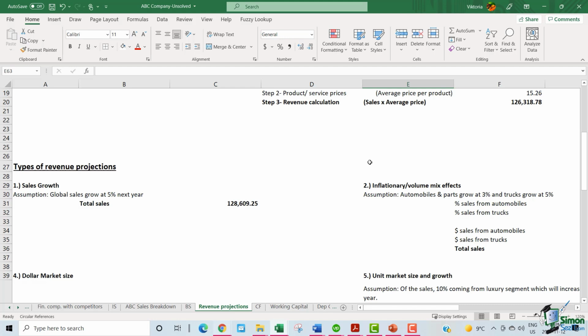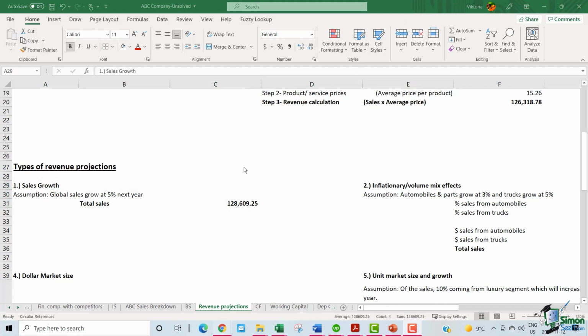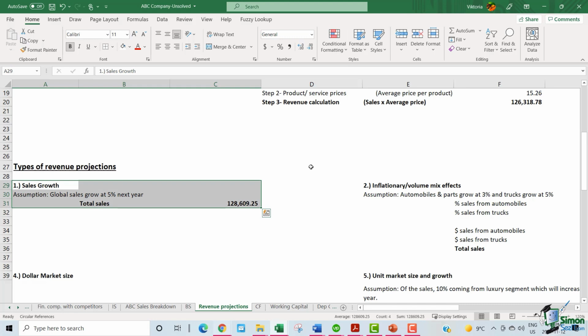Now that we have gone through these various revenue projection approaches, what do you think is the most suitable for ABC? The most suitable approach for ABC is the sales growth approach. The sales growth approach is relevant in this case for two reasons. Firstly, because ABC is an established company with well-developed sales channels. And secondly, we have historical data available which can be used to forecast more accurately.